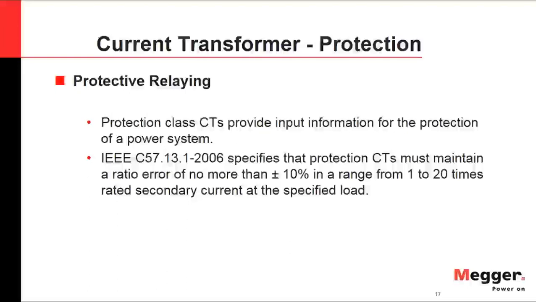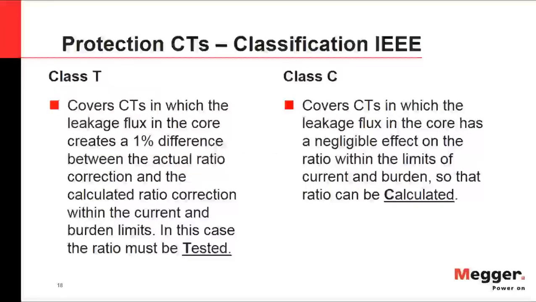The classification according to IEEE, we have Class C and Class T. Class C is the one that is mainly used and you may encounter in the field, which is the classification where the leakage flux in the core has a negligible effect on the ratio within the limits of current and burden, and that's why the ratio is calculated. In the other case, when we're talking about Class T, the core and the leakage flux creates a 1% difference between the actual ratio correction and the calculated ratio correction. That's the reason why the ratio in this case is tested.